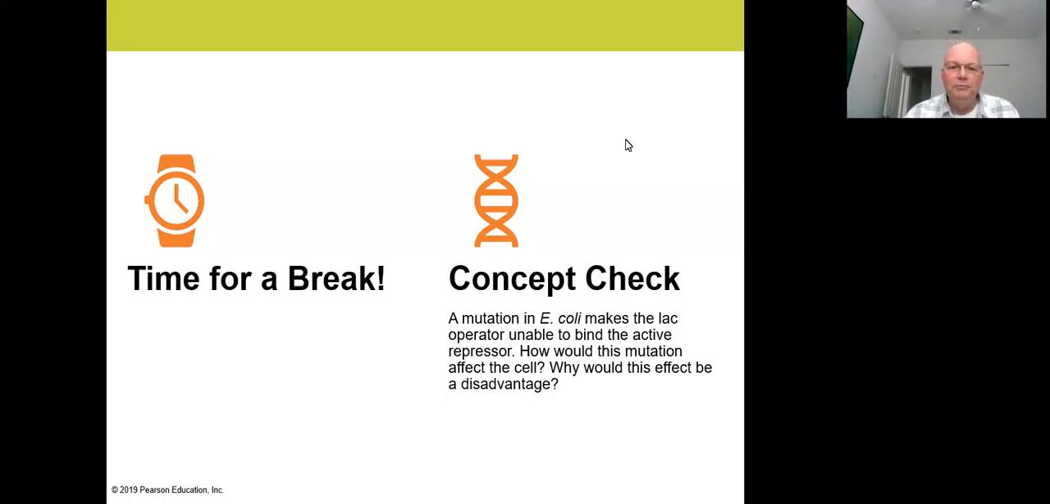So welcome back again from the break, whether you stepped away for a moment or whether you just clicked through to continue on. Let's take a look at the concept check question, and then we'll move on to the eukaryotic regulation of genes. So a mutation in the E. coli makes the lac operator unable to bind the active repressor. So the repressor is not going to bind to the operator at all. How would this mutation affect the cell?